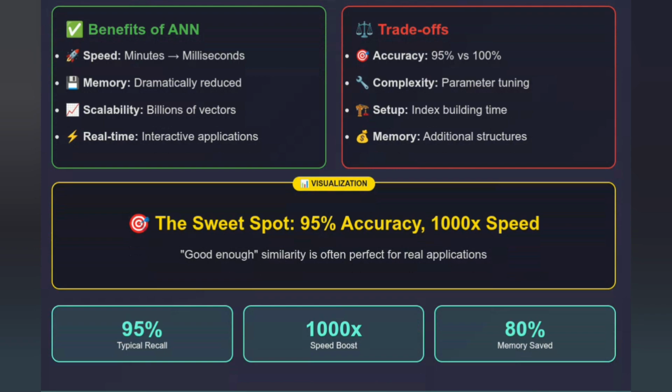ANN algorithms trade off a small amount of accuracy for massive improvements in speed and memory usage. We're talking about going from minutes to milliseconds while still maintaining 95% accuracy in finding truly similar items. This trade-off enables real-time search across billions of items, powers recommendation systems that serve millions of users simultaneously, and makes applications like reverse image search practically possible.